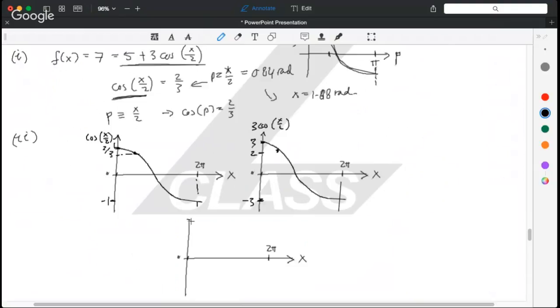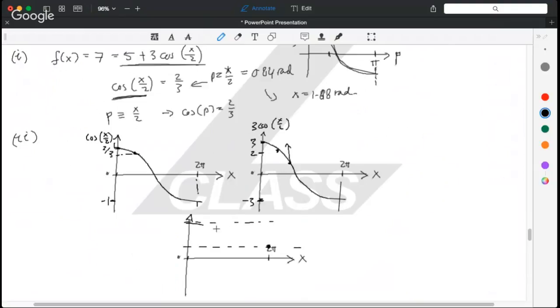Now the final thing is to add 5. Well, that means that whatever I have at any point, I'm always adding 5 to it to get my y value. So if I have 3 cosine x over 2, which is like something here, that gets shoved up by 5. So now our trough was at -3. That gets shoved up by 5. It goes to +2. And then our peak was at 3. Well, now it's going to be at 7.